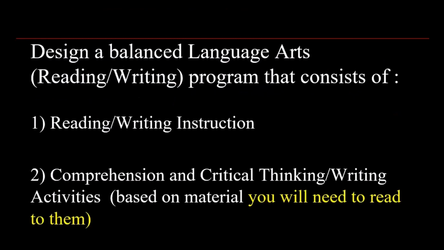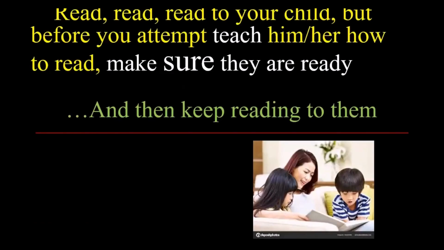So first recommendation, and again, you don't have to write these down, I'm going to give them to you at the end of this presentation, is design a balanced language arts program that consists of both reading and writing instruction, where you're teaching how to read, but also, number two, and very important, a piece that is comprehension and critical thinking writing activities based on material that you will need to read to them. And this might go on for years and years. Vitally important that they're getting that rich vocabulary that they can't read themselves yet. So keep reading to them, even when they begin to read. So often parents just let that part drop off.